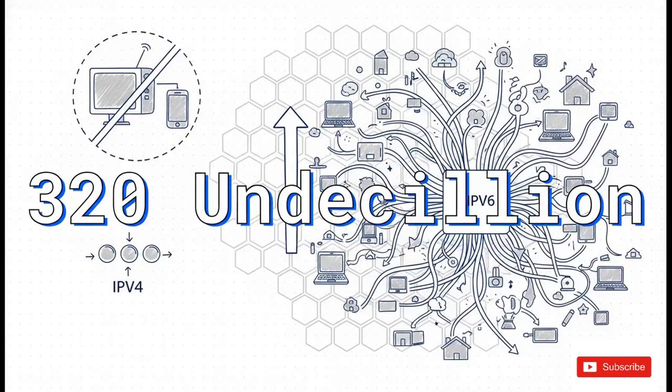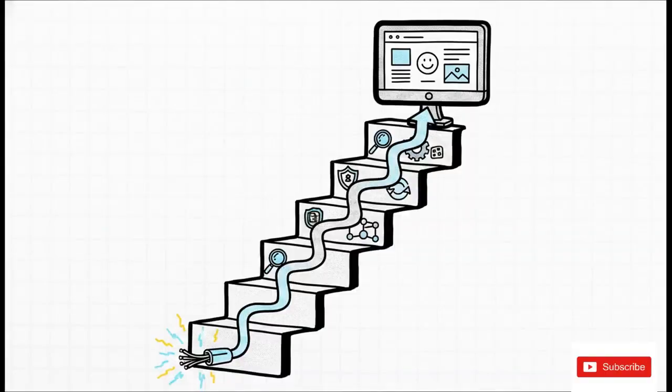Speaking of addresses, 340 undecillion. That is the number 340 followed by 36 zeros. Let that sink in. For a long time, we relied on a system called IPv4, which gave us roughly 4 billion addresses. But with the total explosion of smart devices over the last decade, we basically ran out. So the networking world upgraded to IPv6's 128-bit format. It gives us those 340 undecillion unique addresses, ensuring we are never, ever going to run out of digital house numbers.